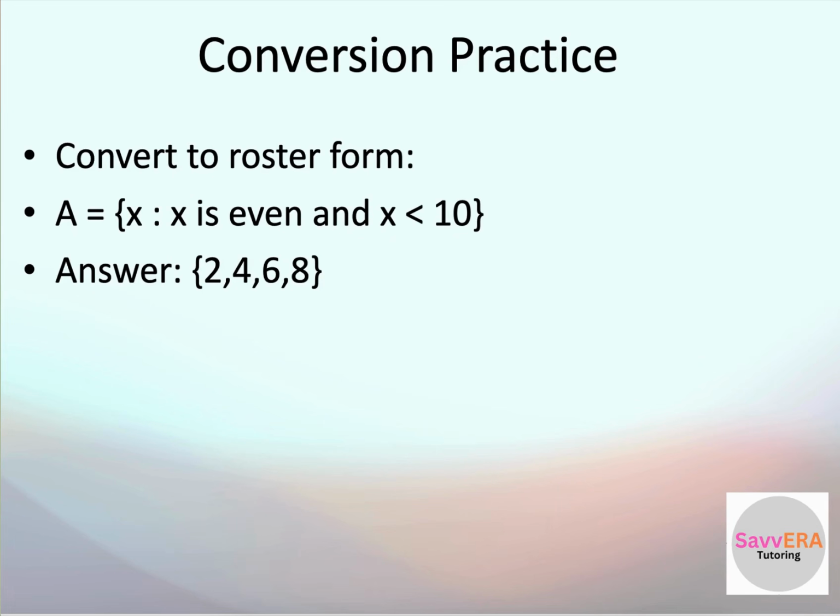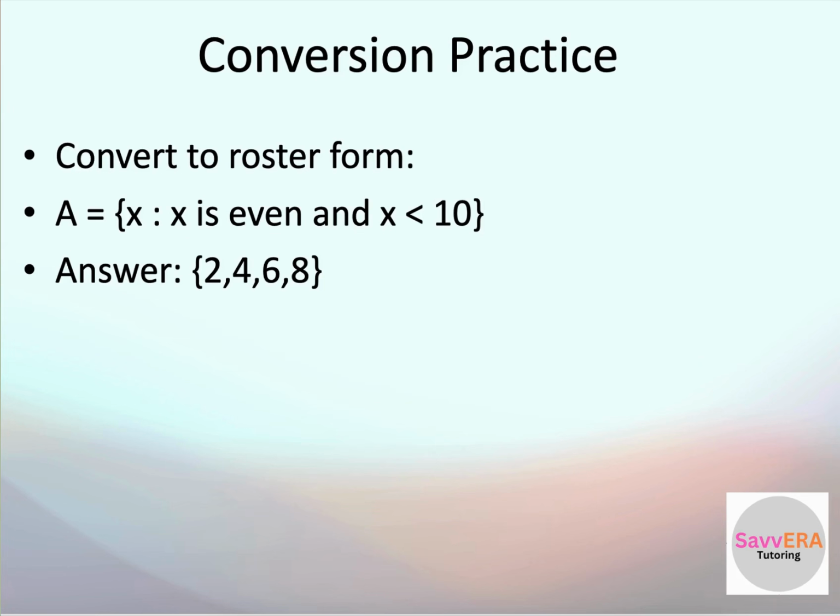So we're going to do some conversion practice. It says converted to roster form. Remember, roster is list. So we're told that set A has X elements such that X is even and is less than 10. So therefore we would list all the even numbers up to 10, and those would be our answer.